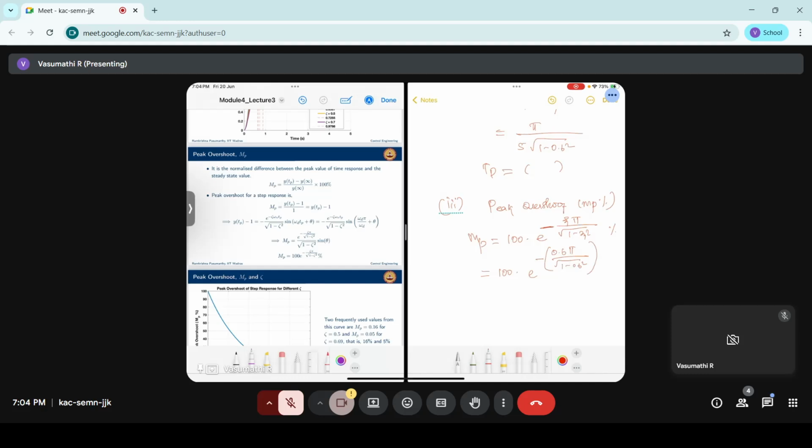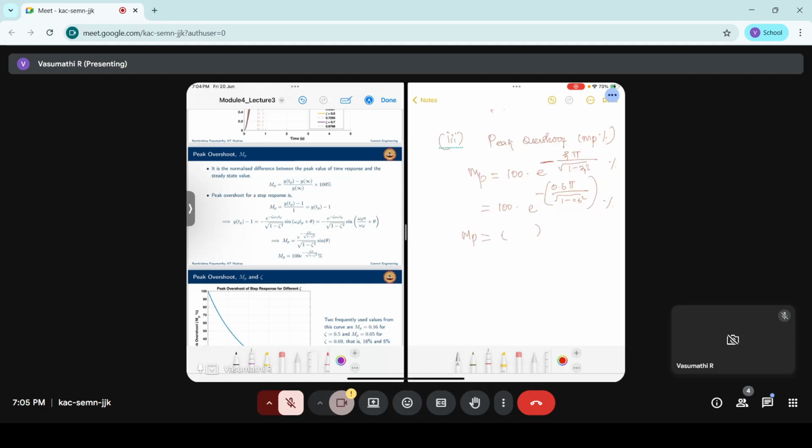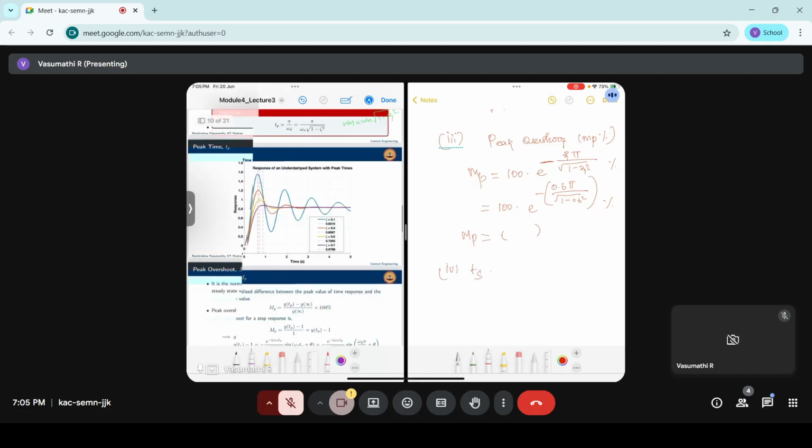This is whole e power into percent. If you solve this, you will also get some percentage that is nearby 9.4 or something. I'm not sure, just cross check with the answer. Fourth one is the settling time, that is Ts.